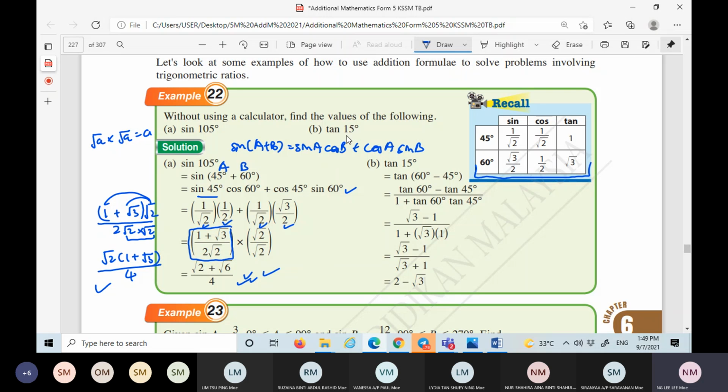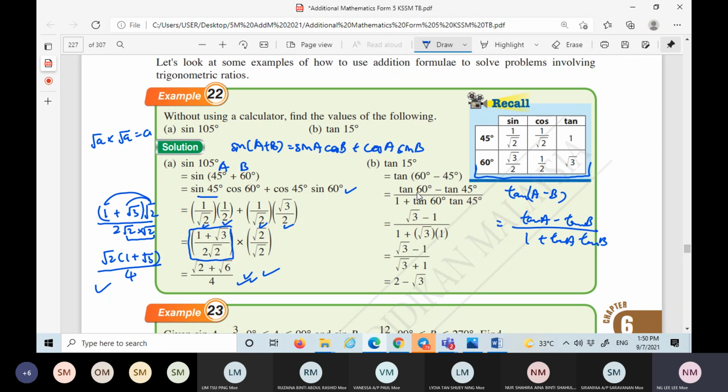How to make use of the 15, how to make use of the special angle to help you to get 15? Here they use 60 minus 45. 60 is a special angle, 45 also special angle. So 60 minus 45 is 15. So they are using tan(A minus B) equals tan A minus tan B over 1 plus tan A tan B. So they write in this way.